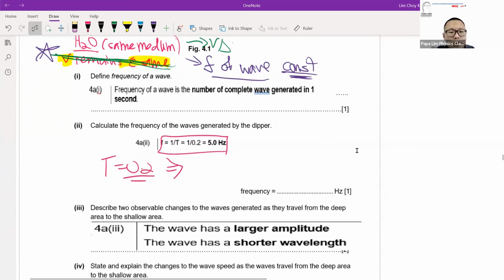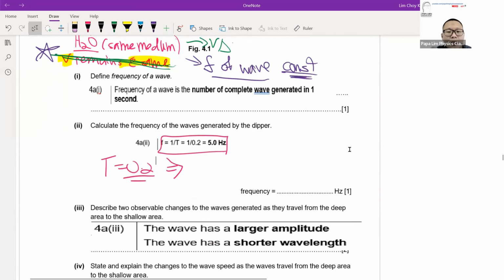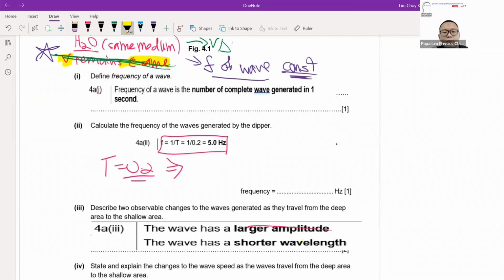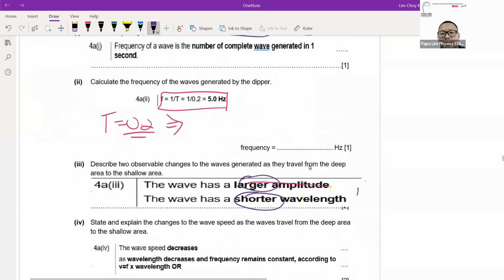Same thing, notable change, like I mentioned before. Based on the question and based on the picture, you can deduce what the changes are. The change in amplitude: larger amplitude, shorter wavelength, or even you can say, from deep to shallow, the speed of the waves decreases. You can conclude these three observable changes.